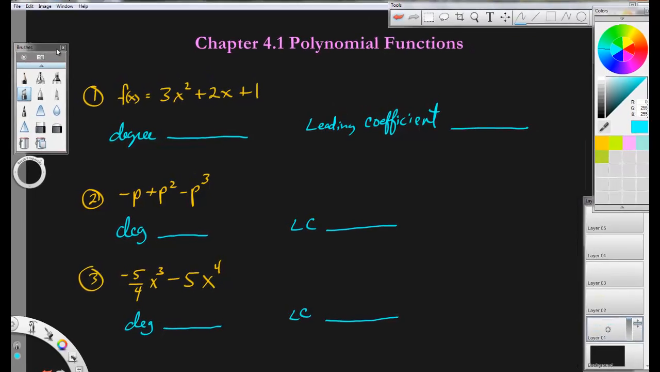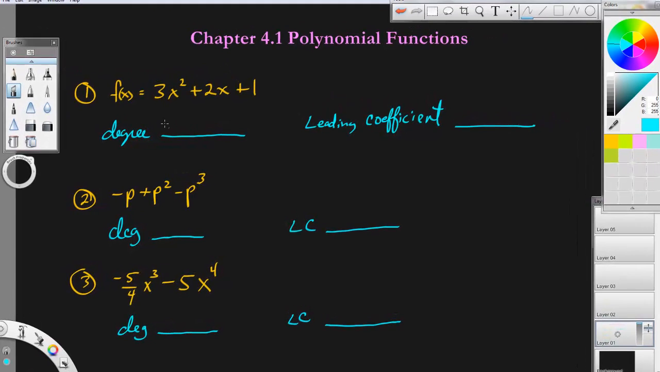All right, chapter 4, polynomial functions. We're going to work on degree and leading coefficient. This should look real familiar because we did this in 3.7. So I have 3 polynomials in yellow here, and you have to fill in the blue blanks.